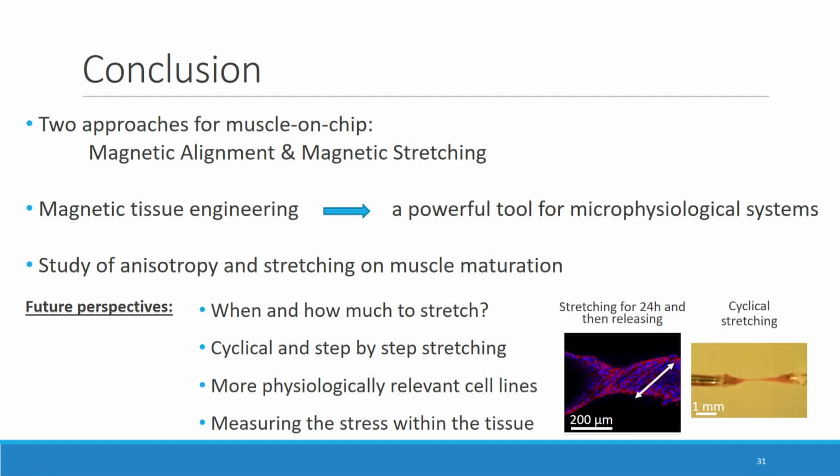We also want to try cyclical and step-by-step stretching. We also want to try more physiologically relevant cell lines. And finally, we also want to measure more precisely the stress within the tissue, which should highlight some very interesting mechanical mechanisms in muscle maturation. And I hope that we will be able to tell you all about this quite soon, so stay tuned.